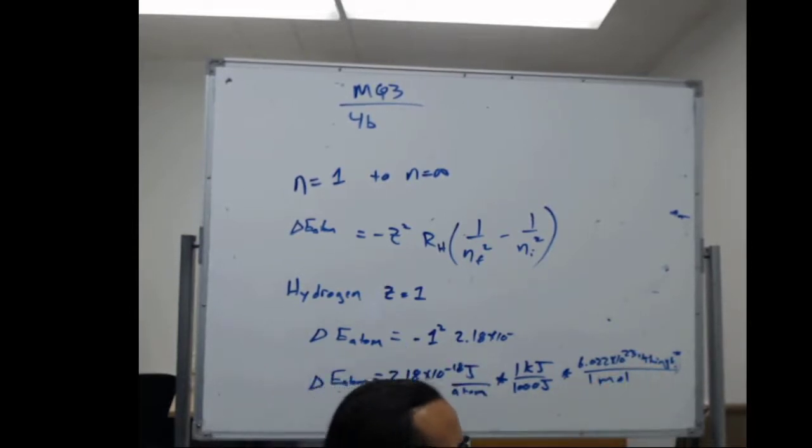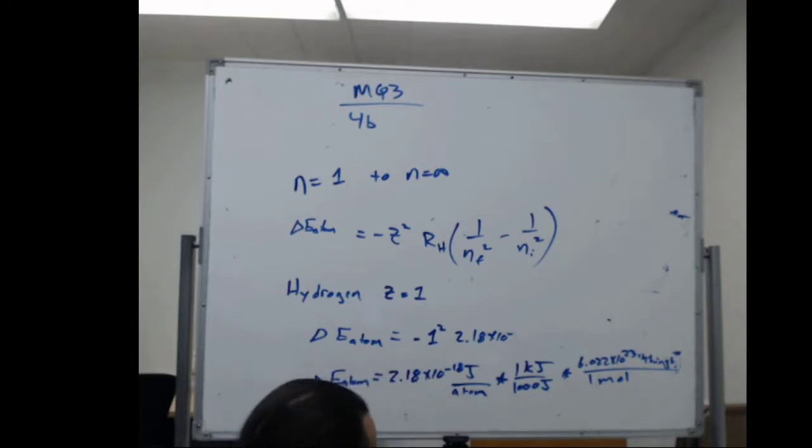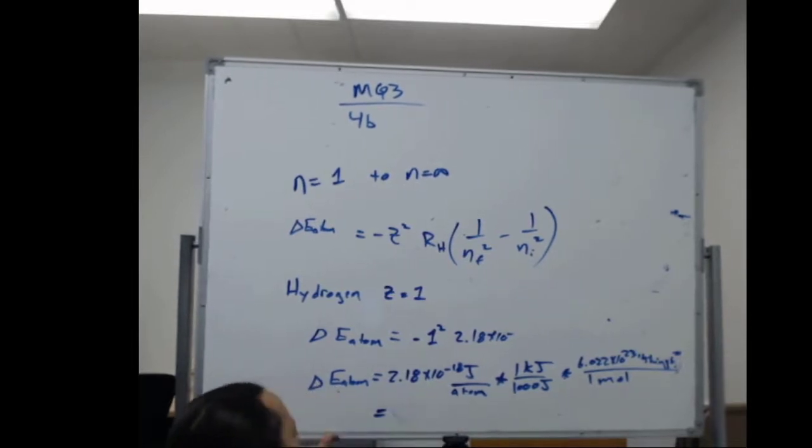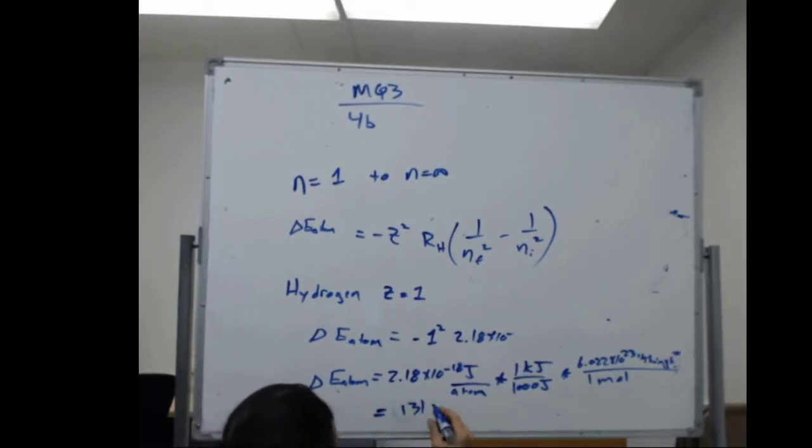And I just go ahead and do that multiplication through. 2.18 times 10 to the minus 18 times 6.022 times 10 to the 23rd, divided by 1,000. And I get, oops, no, I just flipped those in my head. I get 131, 2.8 kilojoules per mole.